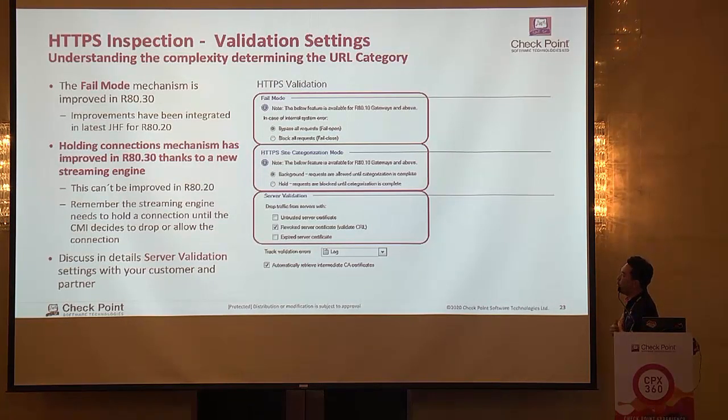And for the server validations, we have three options where we can drop the traffic depending on the certificate feedback from the server. For example, for a revoked server certificate, by default we drop it. You can also drop the traffic if we see that the server certificate is untrusted or expired. The default setting is that we just drop revoked server certificates. Okay.